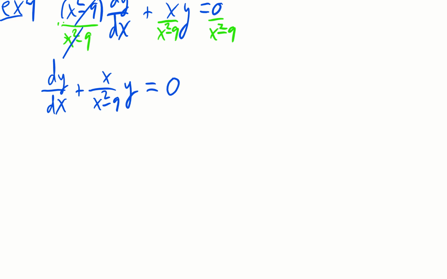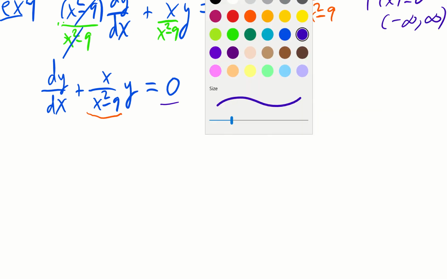Let's now talk about the domain of definition for this. So in standard form, again, we can look at the function p of x. P of x is the coefficient of y. It's x divided by x squared minus 9. And then our f of x in this case would just be the right-hand side. This is just the function f of x equals 0. Constant functions are defined everywhere, so that has domain all real numbers.